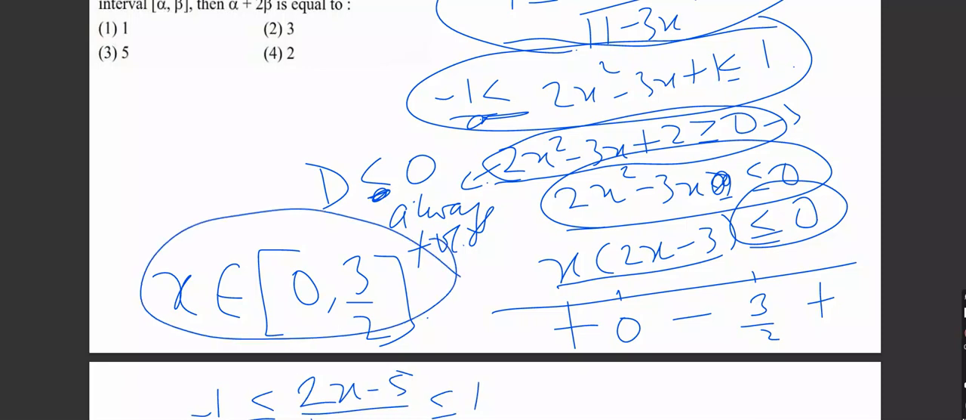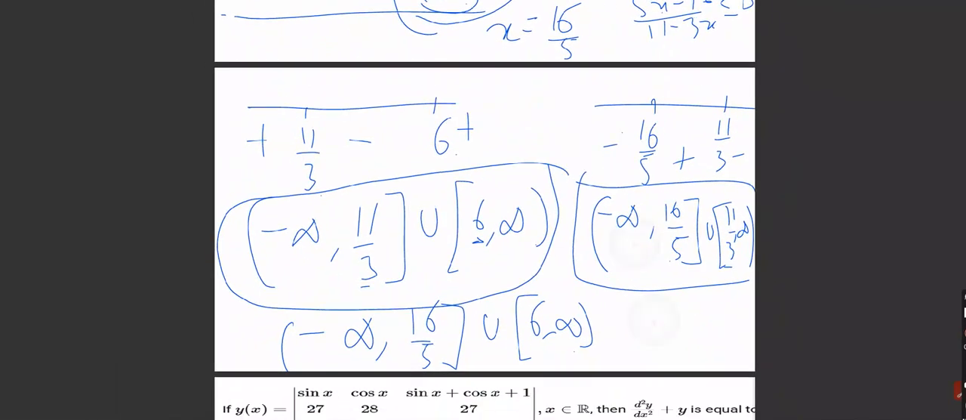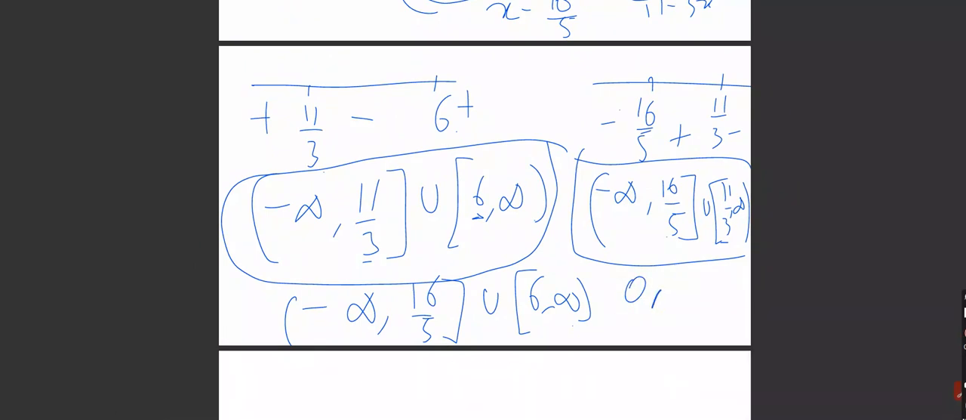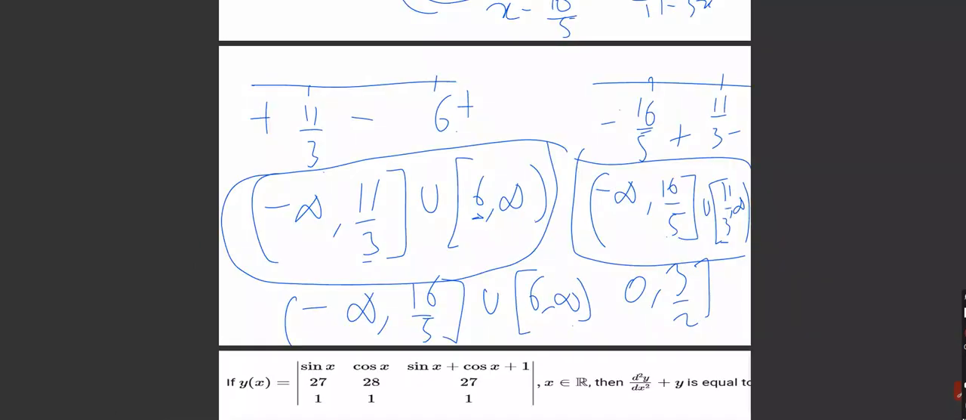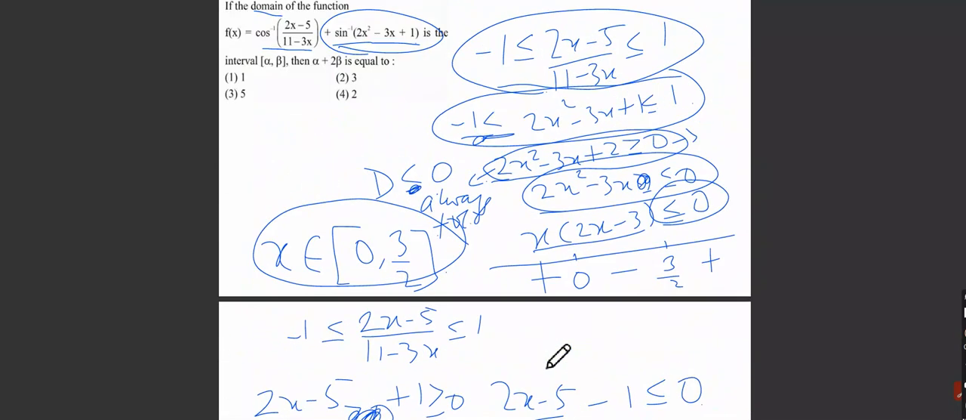And our previous solution was 0 to 3 by 2. So clearly we have an answer which will be 0 to 3 by 2, because if I find the intersection of these two, it will be 0 to 3 by 2. So the answer is 0 to 3 by 2. So what do we need? We need alpha plus 2 beta. So we get 0 plus 2 into 3 by 2. Answer is 3. I hope you guys understood this. Thank you.